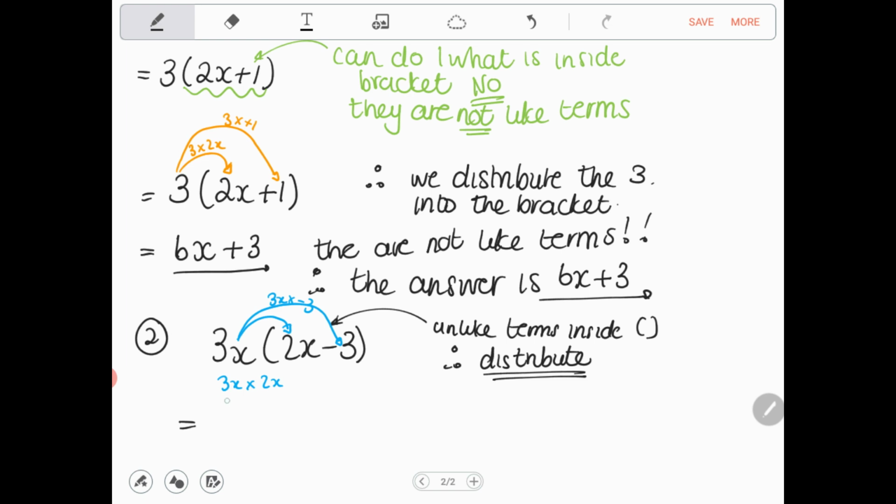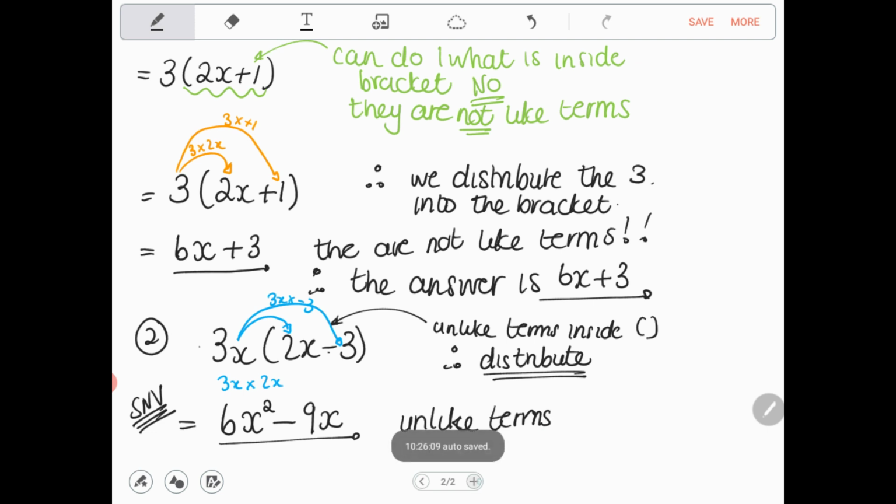Remember: sign, number, variable. Positive times a positive is a positive. 3 times 2 is 6, and x times x is x squared. Remember, we add the exponents. Then we've got a positive times a negative, which is a negative. 3 times 3 is 9, and the x. These are unlike terms, so the answer stays there. We cannot add and subtract unlike terms.